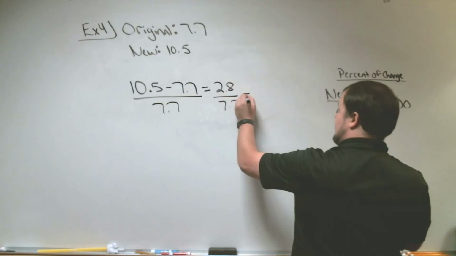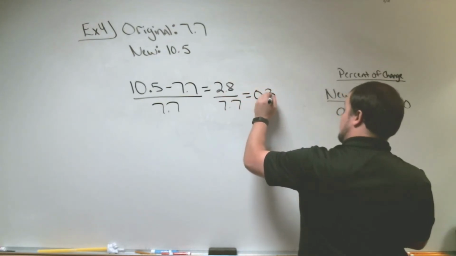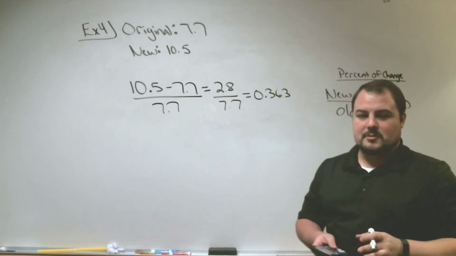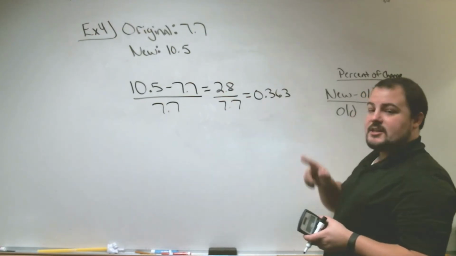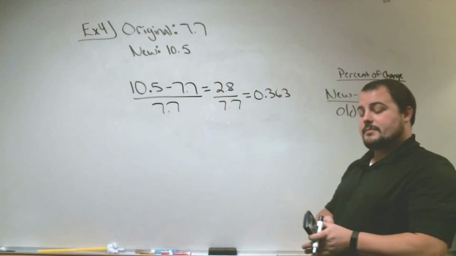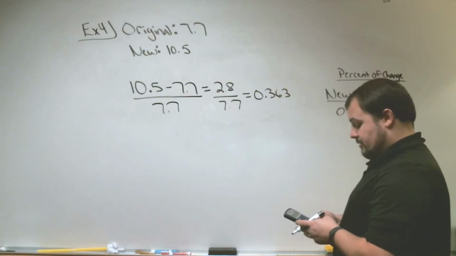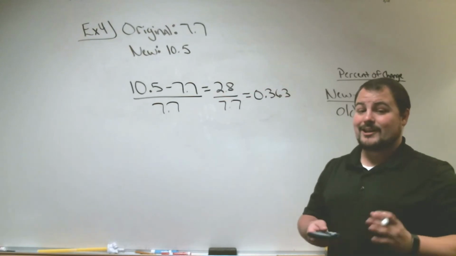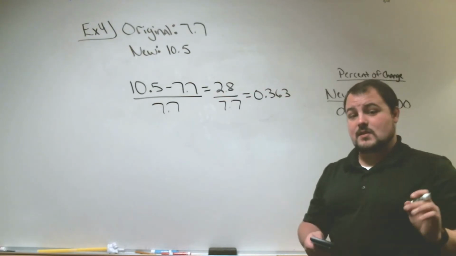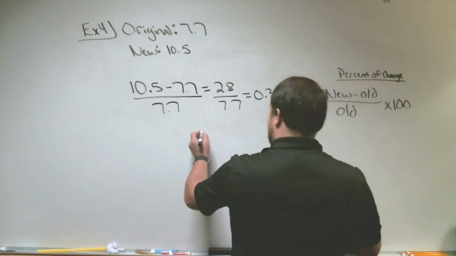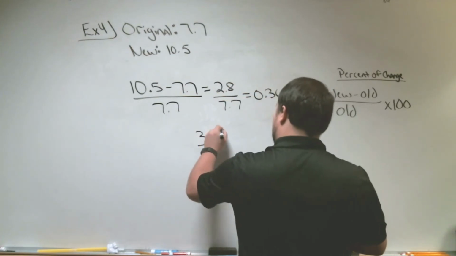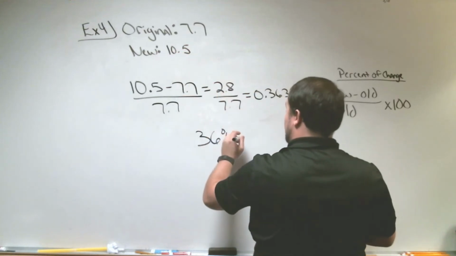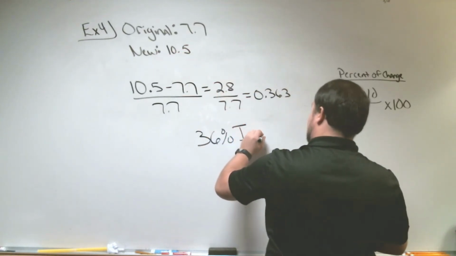Type that in my calculator and I get 0.363. Again, go 3 decimal places. Once we have our decimal here, we take that decimal, we multiply by 100. So 0.363 times 100. And I get 36.3. And it says round to the nearest whole percent. So we're going to call it 36. So this is a 36%. And if we look at the numbers, it went from 7.7 to 10.5. So it's an increase.